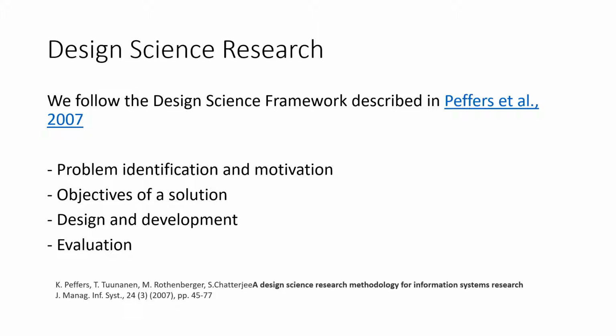We use the design science research framework to organize our work. There are 4 stages to design science research, at least in the framework that we use. The first is problem identification and motivation. The second is setting out objectives of a solution. The third is the design phase, and the fourth is evaluating the solution.